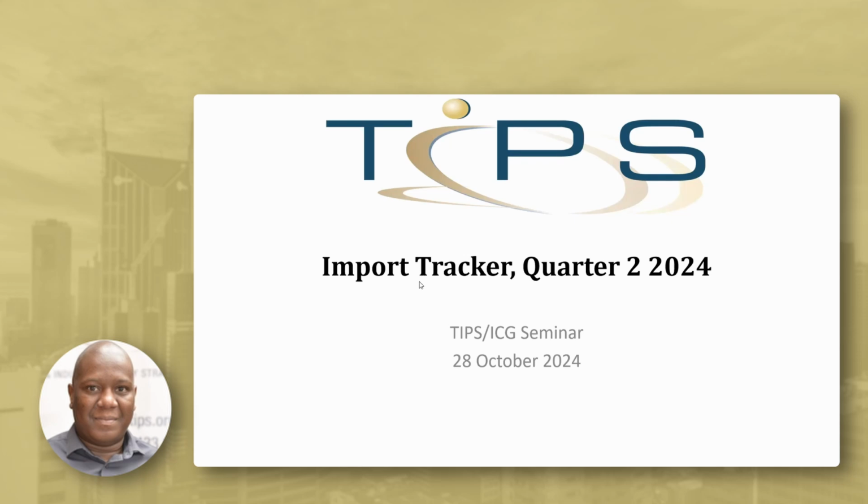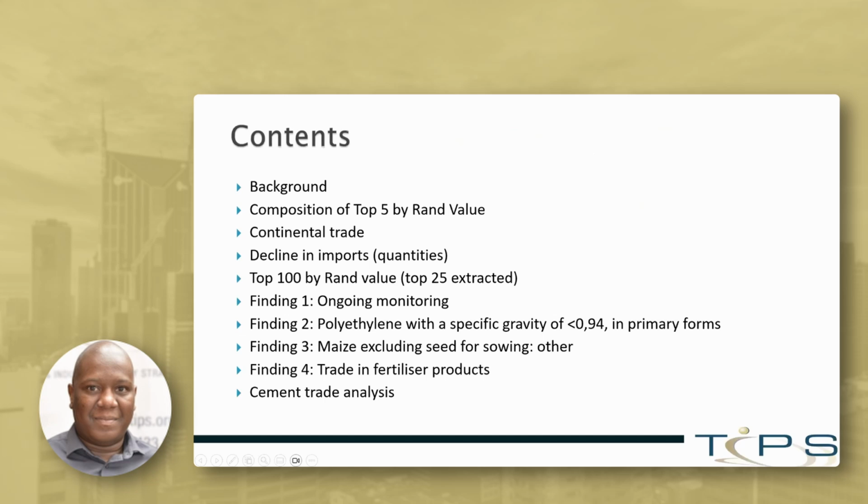Okay, so the import tracker analyzes major import patterns, and it highlights surges or changes within import patterns. So the content of my presentation will start with the background. We'll go to the composition of the top 5 by rand value. We'll look at continental trade. We'll look at decline in imports. We'll look at the top 100 by rand value. Our first finding will be ongoing monitoring of previously identified surges. We'll look at polyethylene, we'll look at maize, and then we'll look at trade and fertilizer products. And then we'll conclude with a trade analysis on cement.